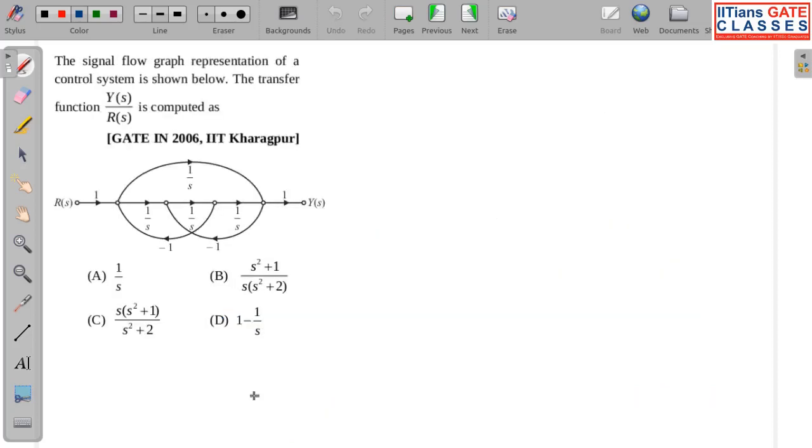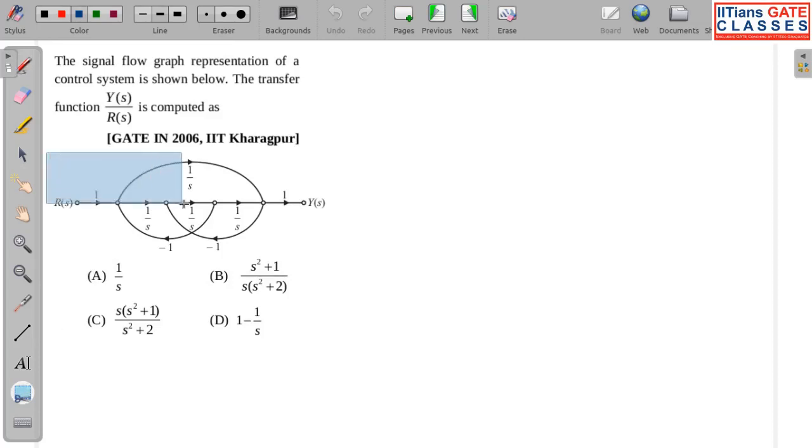Now this question was asked in 2006. Very good question. So what is asked over here? The signal flow graph representation of a control system is shown below. The transfer function Y(s) by R(s) is computed as. Okay, so you need to calculate what is Y(s) by R(s).